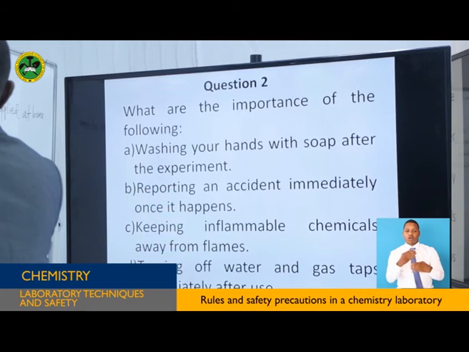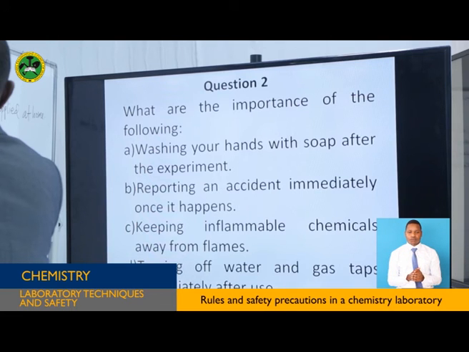Keeping inflammable chemicals away from flames. What is the importance of keeping inflammable chemicals away from flames? And turning off water and gas taps immediately after use. Now students, you will perform these two: keeping inflammable chemicals away from flames, and turning off the water and gas taps immediately after use. So long as I have performed these, you now try to perform the two questions.